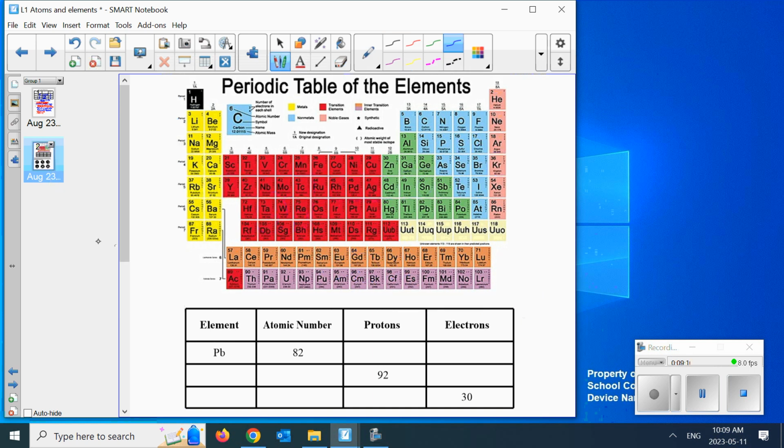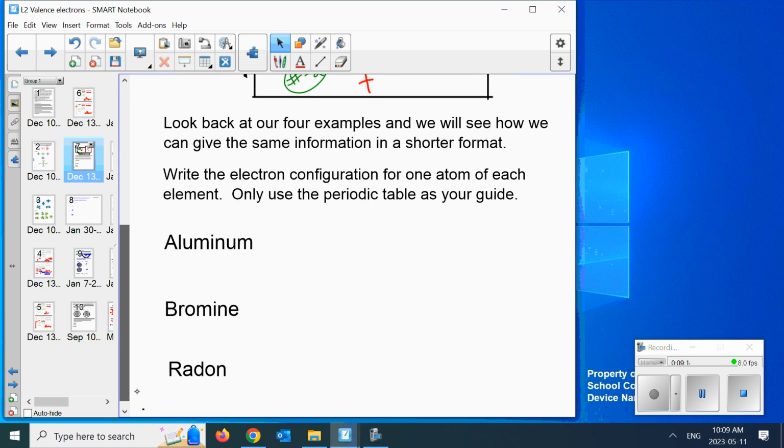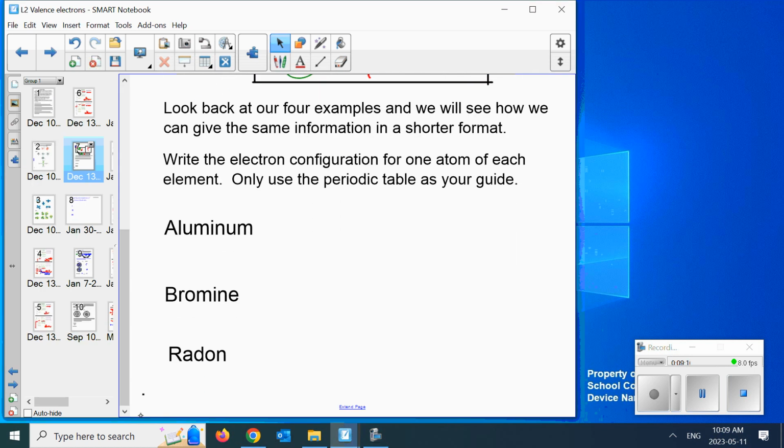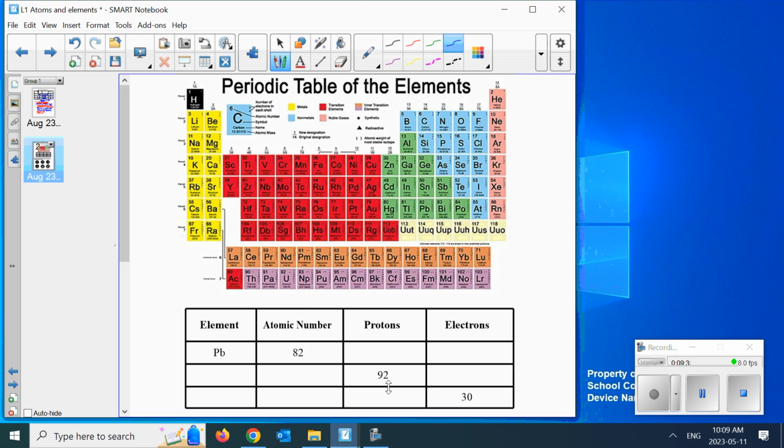So we're going to do 1 or 2 of these, and see about this shortly. We're going to do the electron configuration for one atom of these elements: aluminum, bromine, radon. So you got your periodic table. I'm going to do it on this one, so we can keep track. Okay, aluminum, bromine, radon. So aluminum. Start with something a little easy.